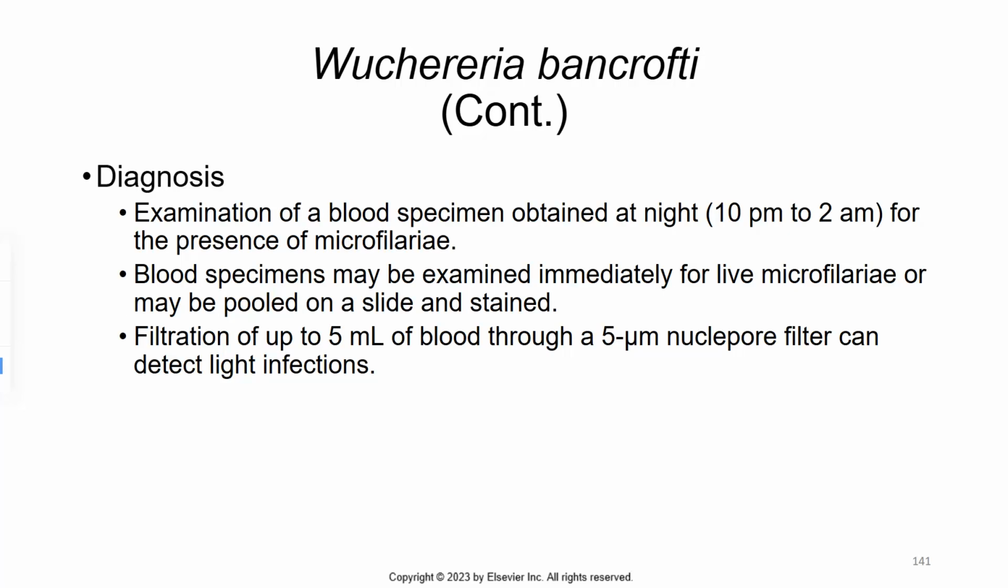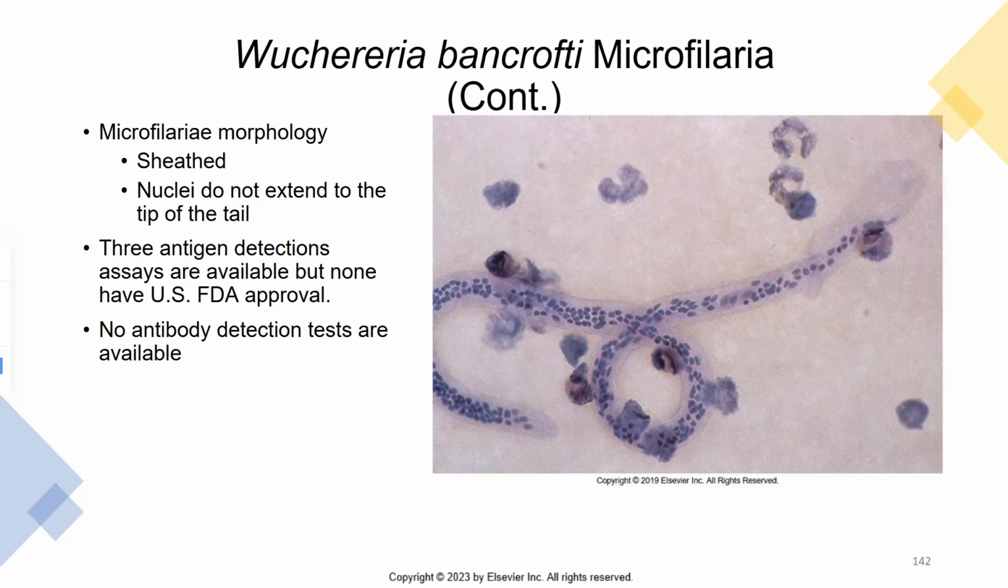Diagnosis: examination of a blood specimen obtained at night for the presence of microfilariae. Blood specimens may be examined immediately for live microfilariae or may be pooled on a slide and stained. Filtration of up to 5 ml of blood through a 5 micrometer nucleopore filter can detect light infections. So it's sheathed. Nuclei do not extend to the tip of the tail. Three antigen detection assays are available, but none have U.S. FDA approval. No antibody detection tests are available. So you have to actually find the microfilariae in the blood.